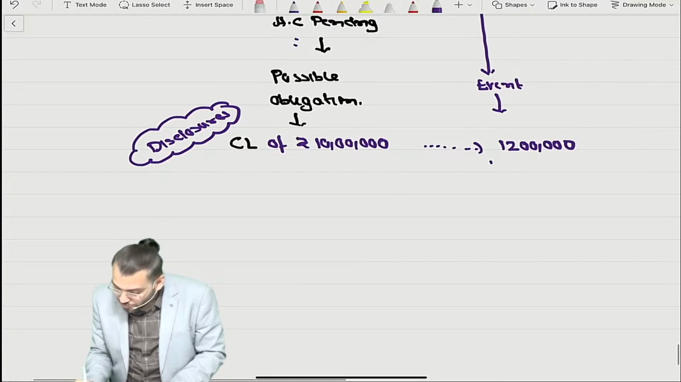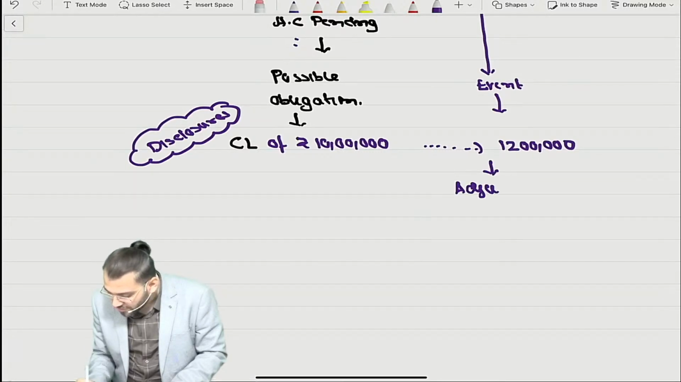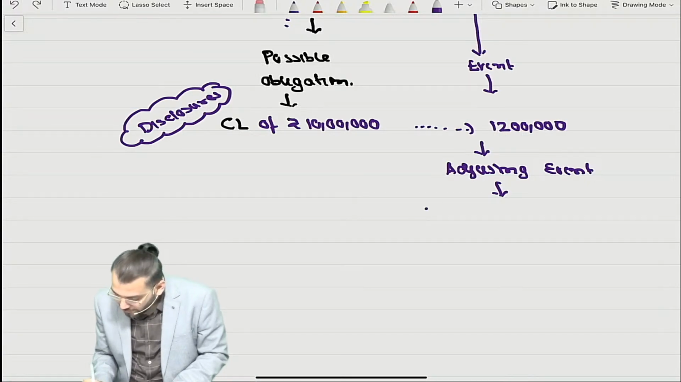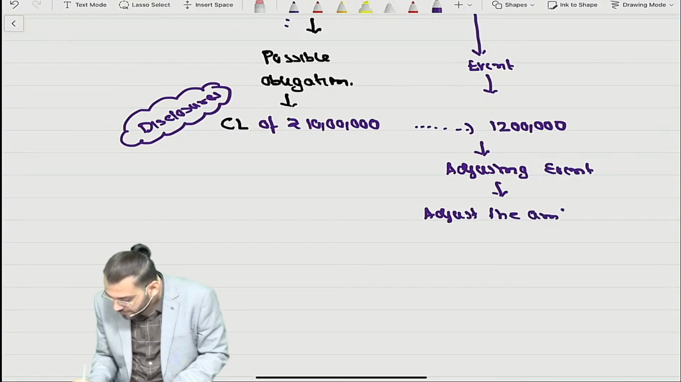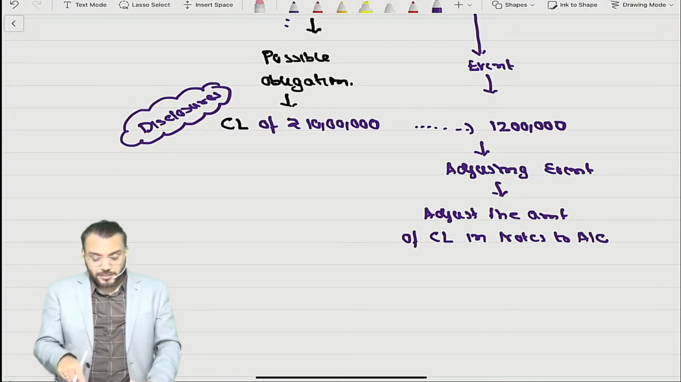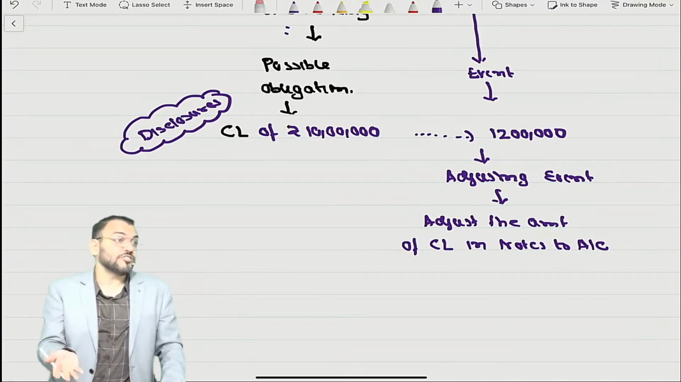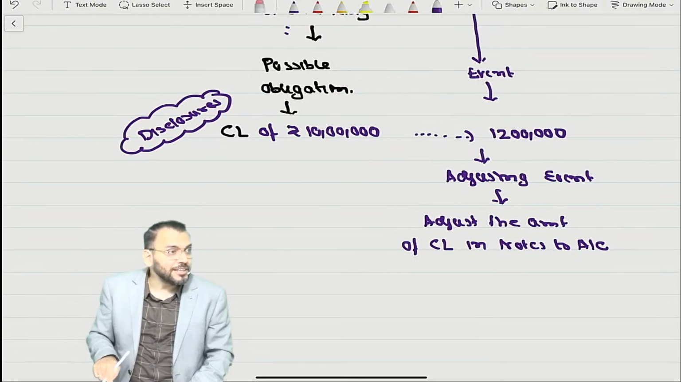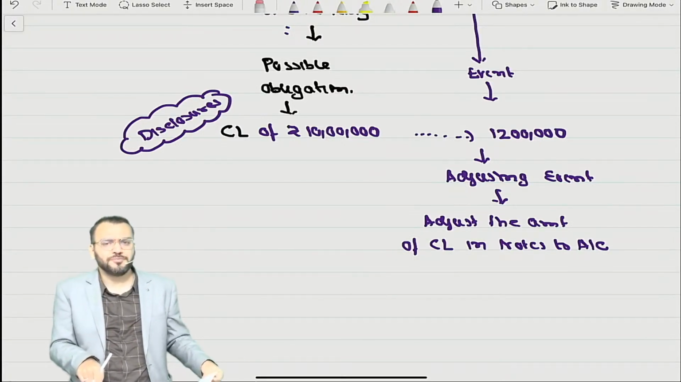Correct now. So can I say this is also an adjusting event, and we should adjust the amount of what? Amount of contingent liability in what? Notes to accounts. So this is also an adjusting event. That I just want to say. If this question comes, normally students will say, no adjustment, no entry, only disclosure, therefore it is not an adjusting event, zero marks. It is an adjusting event. Understood? That information I just want to give you.